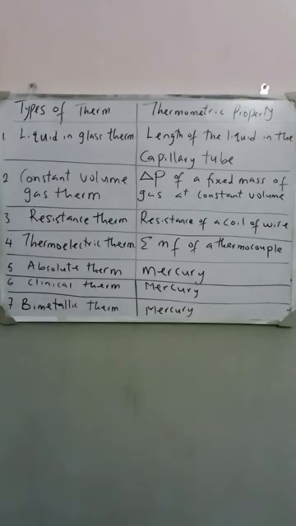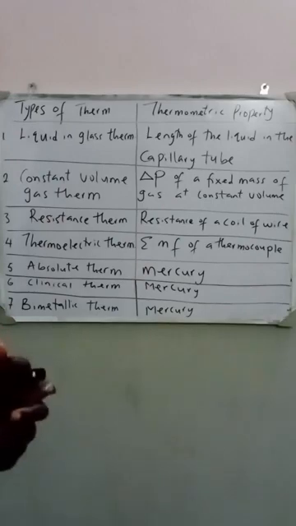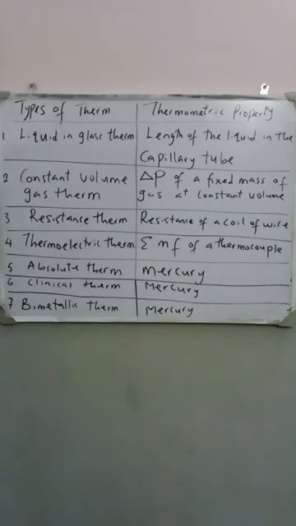The third type of thermometer that we are looking at is the resistance thermometer, and its thermometric property is the resistance of a coil of wire. The next is the thermoelectric thermometer, and its thermometric property is the electromotive force of a thermocouple.